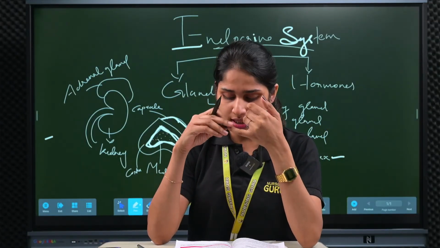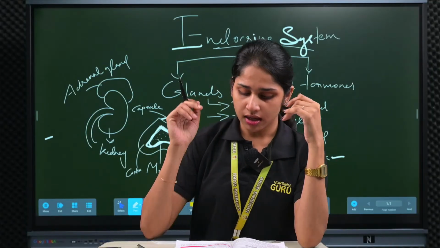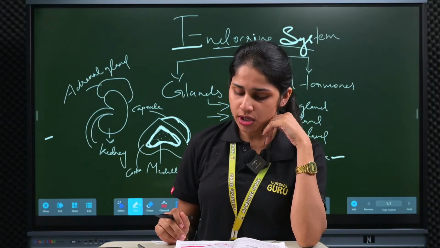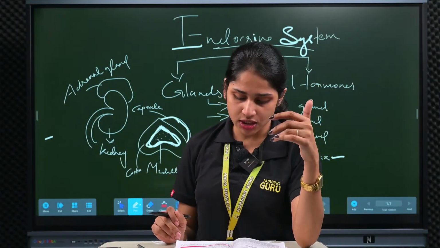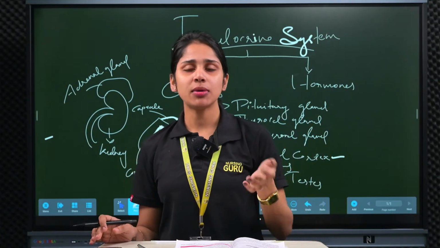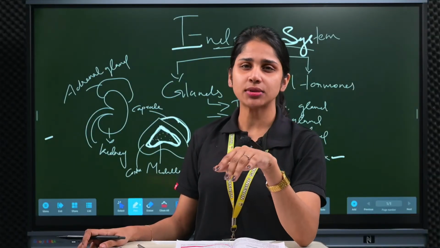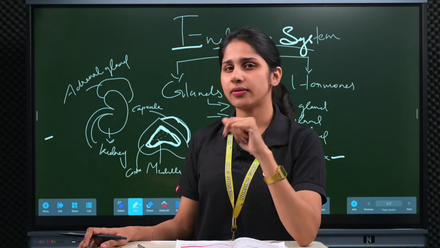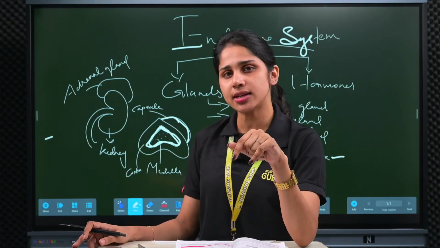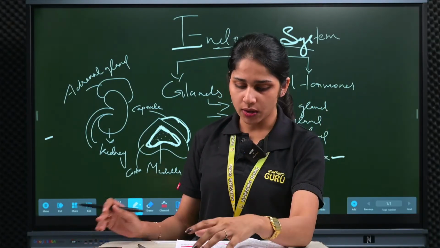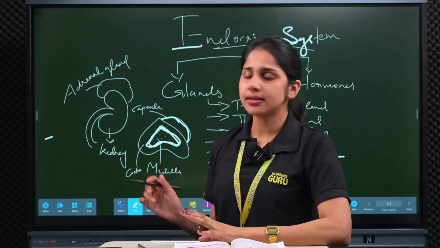And third one, it secretes the hormones which allow the body to respond to escape or fight danger. An example: if we touch a fire or something, suddenly we will pull our hand away from there. So, that is the response from the adrenal gland. That's all regarding the adrenal gland.